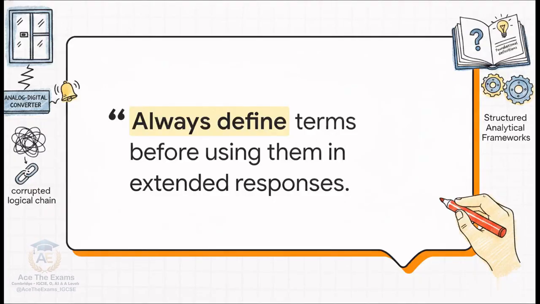Listen to this critical examiner alert. I literally pulled this directly from a past paper report. If you skip the foundational definitions, your entire diagnosis falls apart in the eyes of the grader. They are telling you exactly what they want to see on the page. If you start analyzing the causal relationships of a burglar alarm system, but confuse the analog to digital converter with the microprocessor itself, your entire logical chain is corrupted. The examiner stops reading and stops awarding marks.